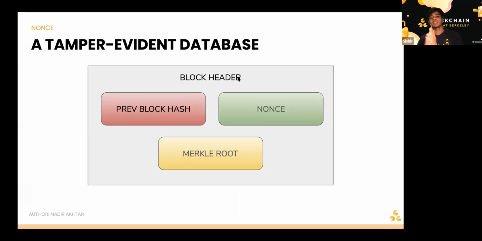Okay, so last thing is we're just trying to get the idea of nonce. We know what previous block hash is. This is generally the block header of the previous block. And there's the Merkle root that is built up by the transactions. And now we're going to talk about nonce.